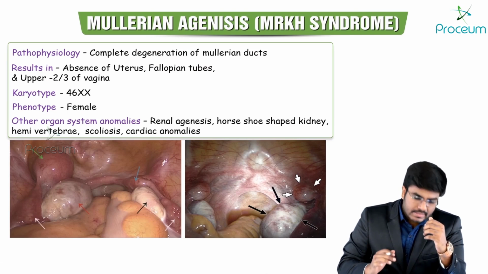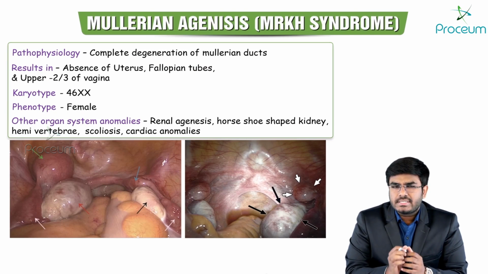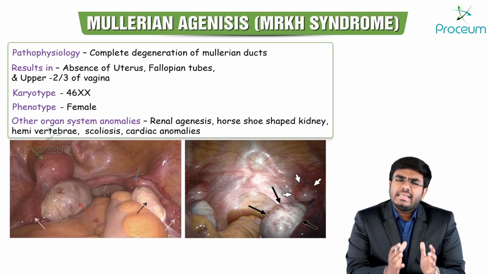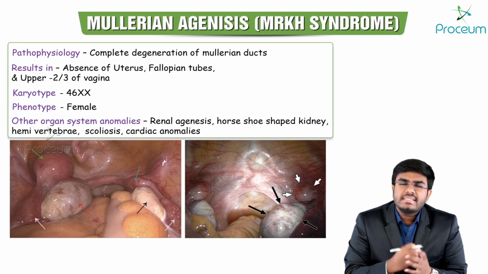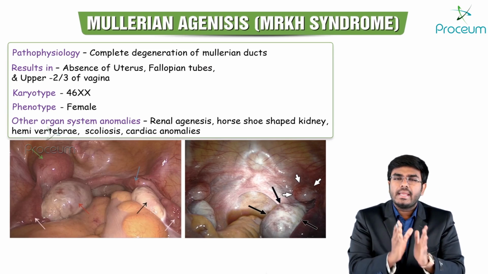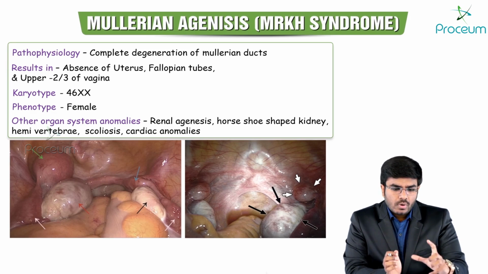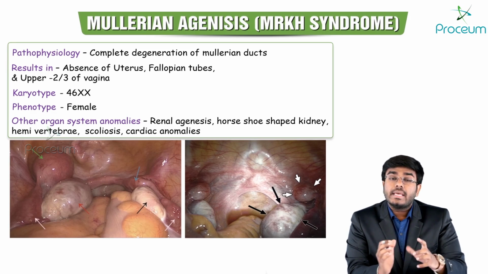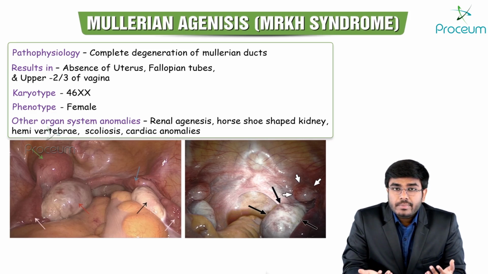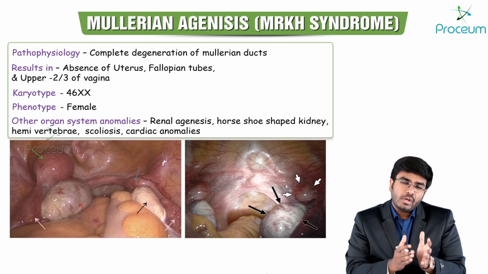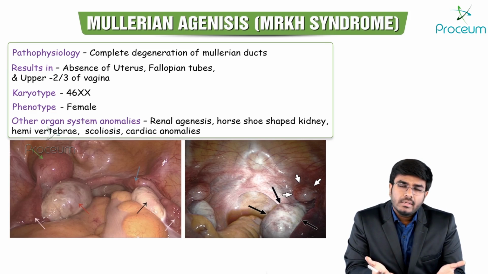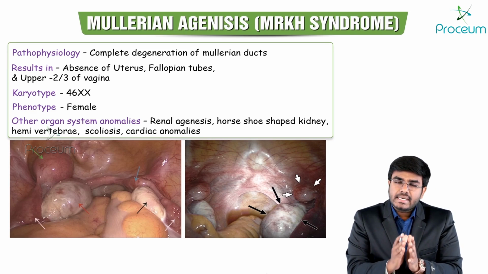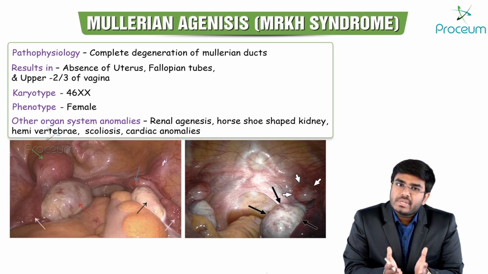Now, let's discuss Mullerian agenesis. What exactly is happening in Mullerian agenesis, guys? The name itself makes it very clear: Mullerian agenesis. So the Mullerian ducts are not getting developed. Where do we need development of Mullerian ducts, guys? In a female. In a female, if the Mullerian ducts are not developing, what happens?